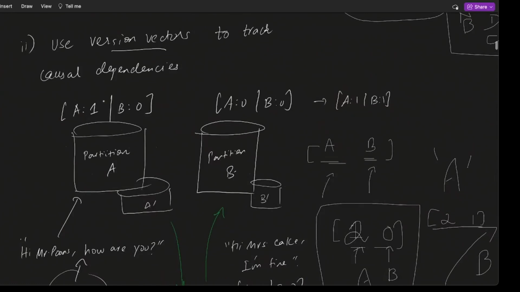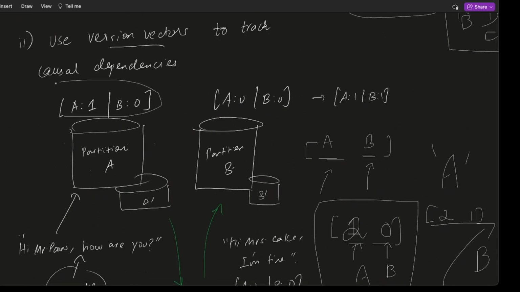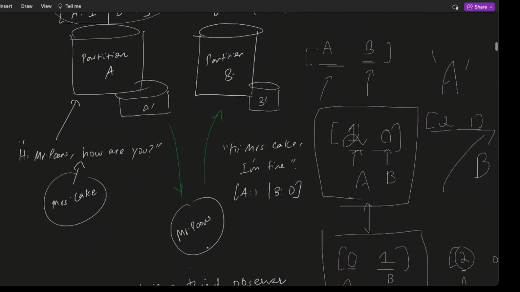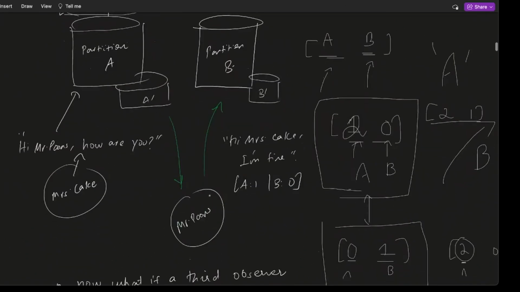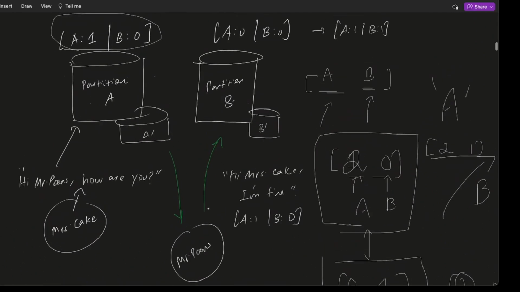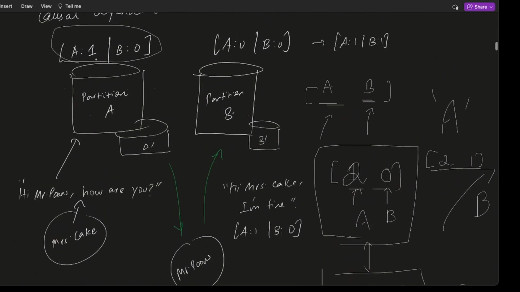So partition A will increment its index over here, and it has received no such event. It knows no such write that happened on partition B, so it will be 0 over here. And partition A's version vector will be like this. Now, Mr. Poons is subscribed to partition A. Mr. Poons gets that message, and it will also get the version vector, which is over here, A1, B0.